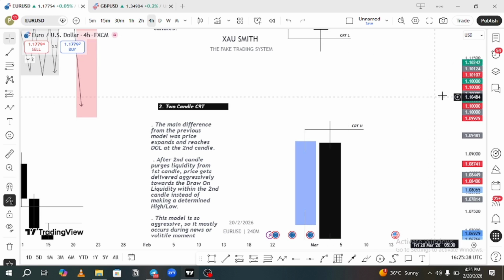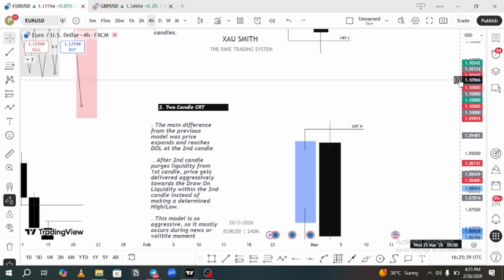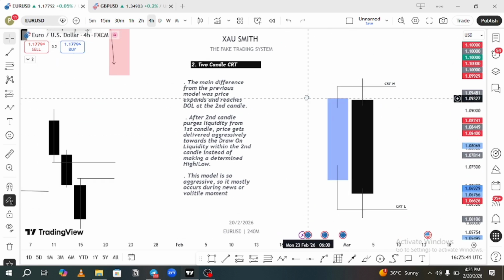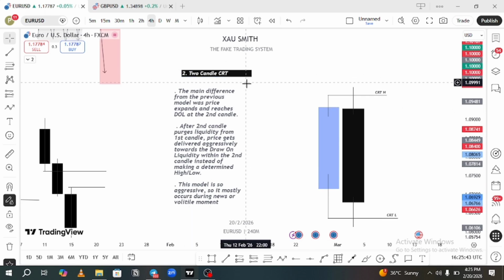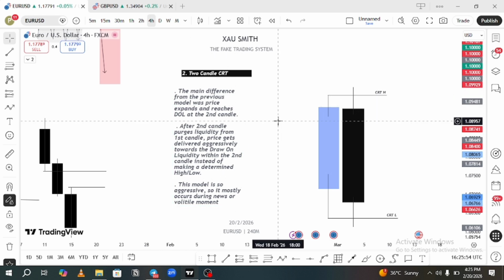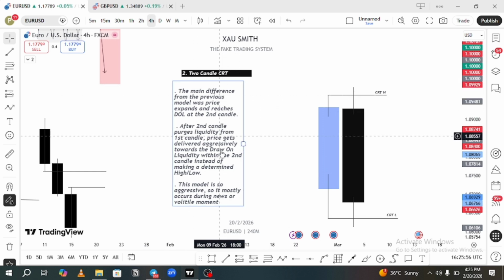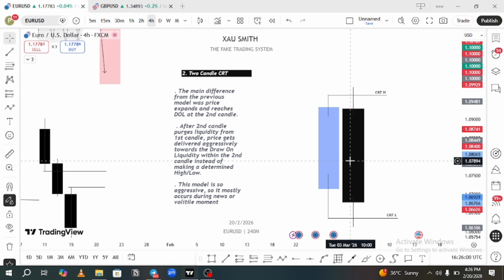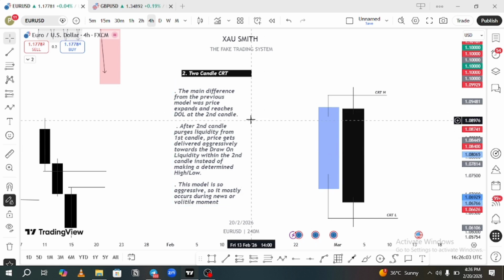Yeah, so the second type of CRT we have here, it's the two candle CRT, right? So the two candle CRT. So in this case, we say the main difference from the previous model was price expands and reaches the draw at the second candle, right? So I'm going to first read all these points before we get back to the chart work, right? Then I'll give you an example of them in the chart.